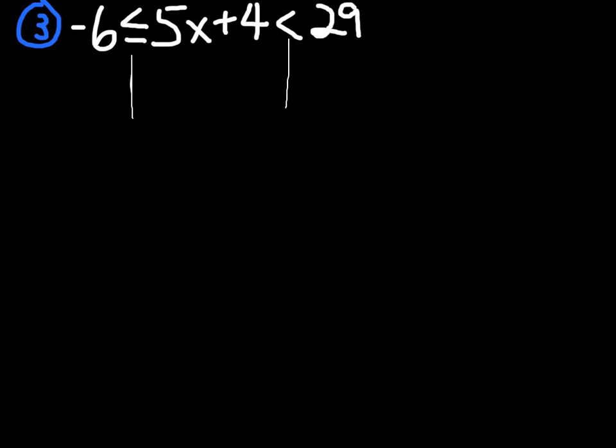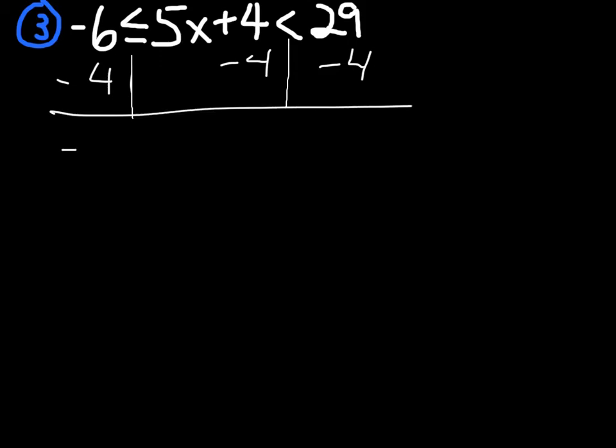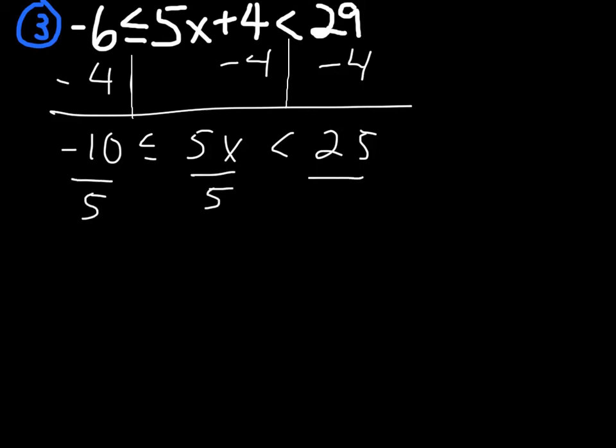So let's try to get that x by itself. And so the x is in the middle, we see, so we need to subtract 4 to all of the parts, not just both sides, but now we have 3 sides. Okay, and if I do that, I have negative 10 is less than or equal to 5x is less than 25. Alright, and then to get the x by itself again, I have to divide by 5 on all 3 sides. That sounds funny saying that, but it's true. Okay, so I'll have negative 2 is less than or equal to x is less than 5.